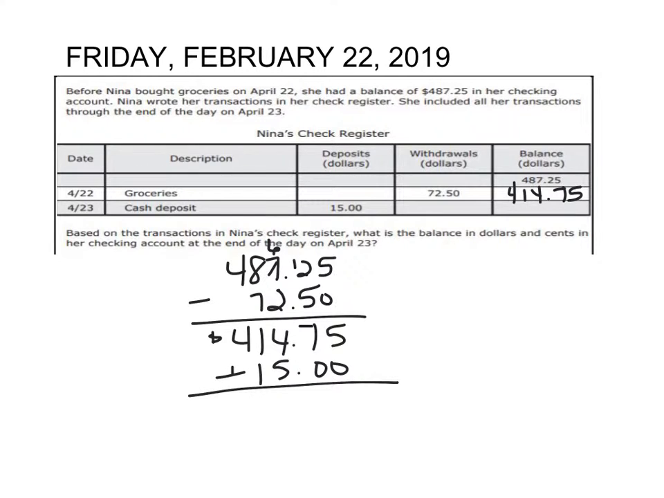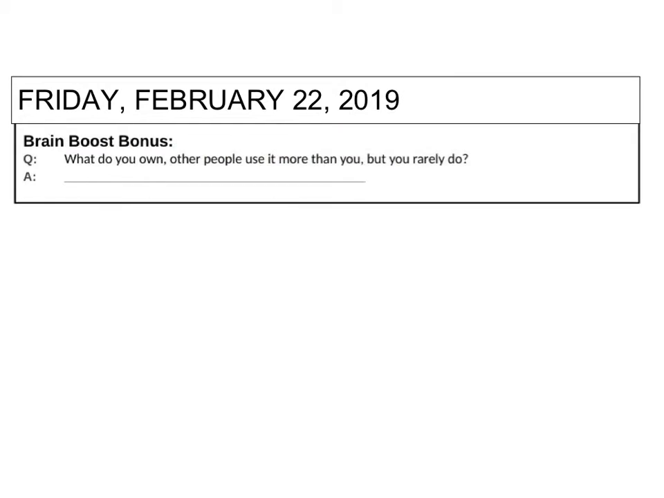Then she made a $15 deposit. So then I'm going to add that because it's a deposit. So that's 5, 7, 9, 2, and 4. So her ending balance is $429.75.